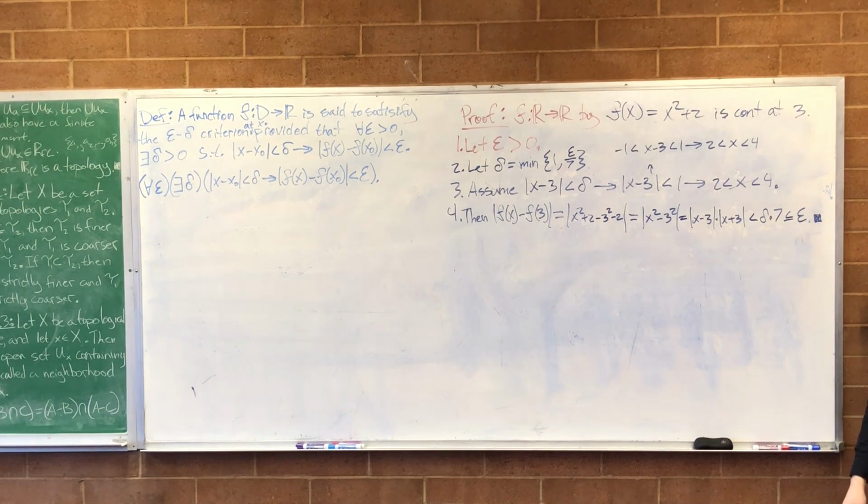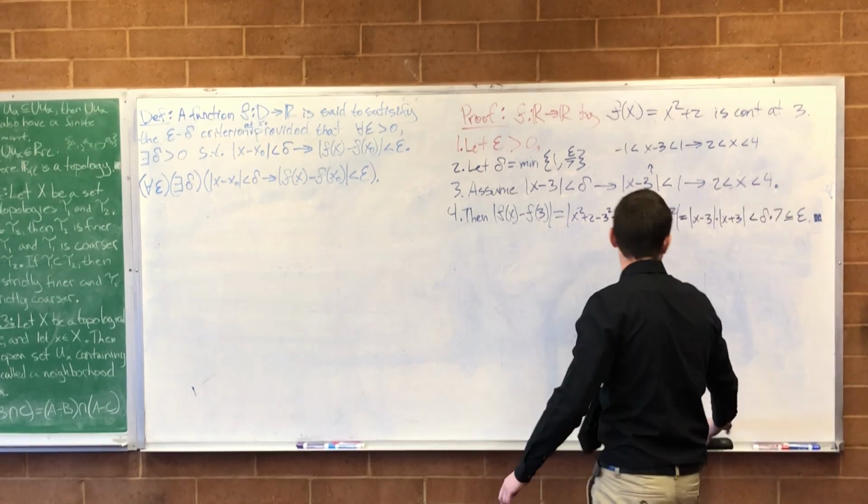Okay, so we'll do a quick break while I set up the main proof of this section, which I'm guessing is going to be proving that the epsilon delta criterion does give continuity. So you can go on break while I set up the next proof.